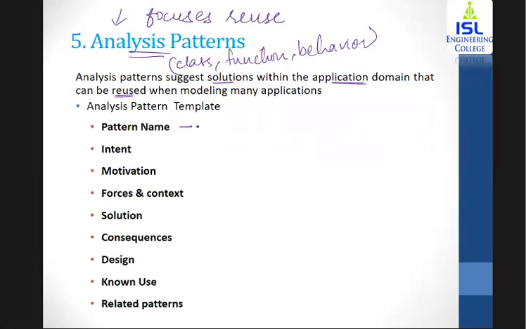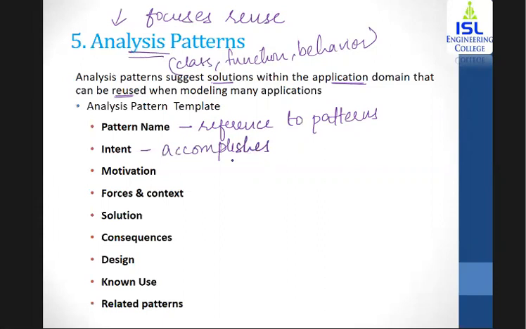What is the pattern name? The pattern name is the name you give so that it provides a reference to the pattern. By seeing the pattern name, you can identify why this pattern was generated. You need to give a meaningful name. Then the next one is intent. Intent describes what this pattern actually accomplishes. What it accomplishes, or what problem is addressed, can be identified by the pattern name.